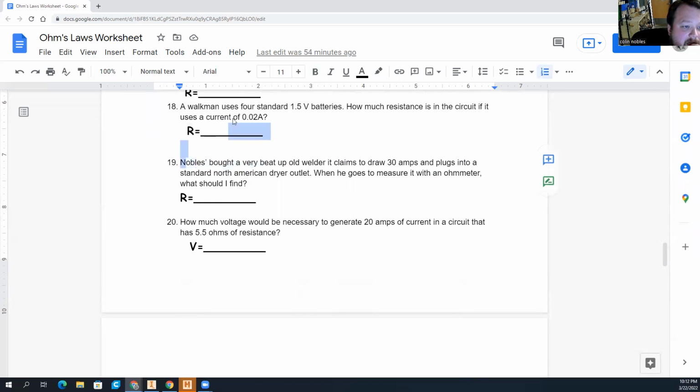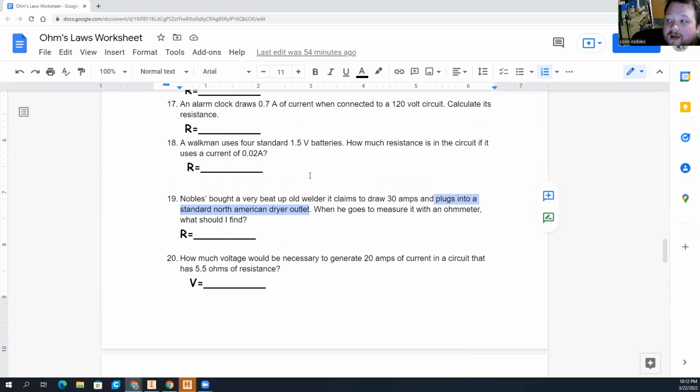So let's pretend hypothetically I've bought a very old beat up welder. The welder claims to draw 30 amps. It plugs into a standard North American dryer outlet. That's going to be a little bit spicier electricity, a little bit higher voltage than our previous regular old outlet. A dryer outlet's going to run at a different voltage. You should know this. So I've got that spicy 220 volts coming out.